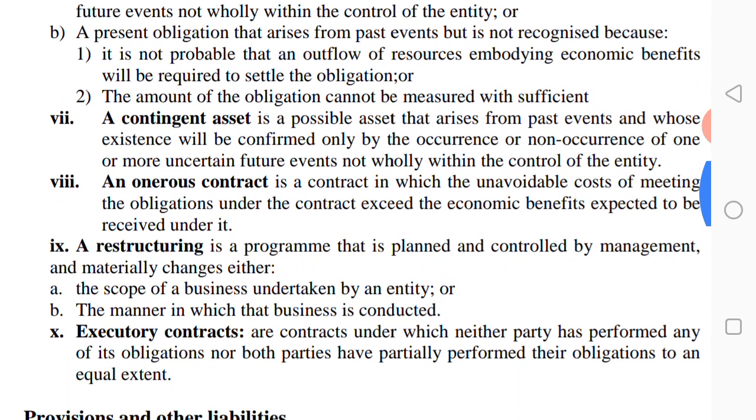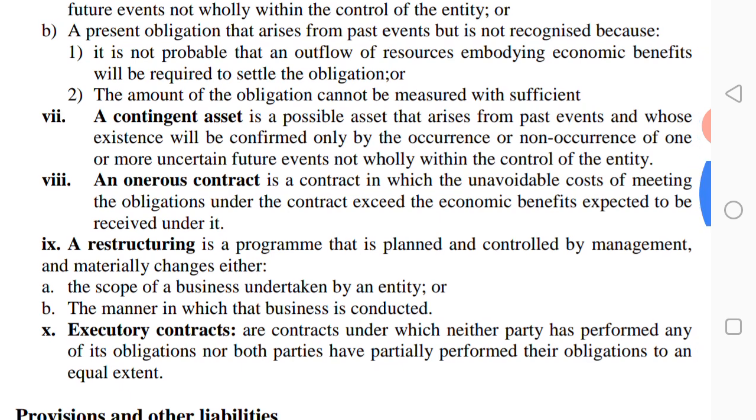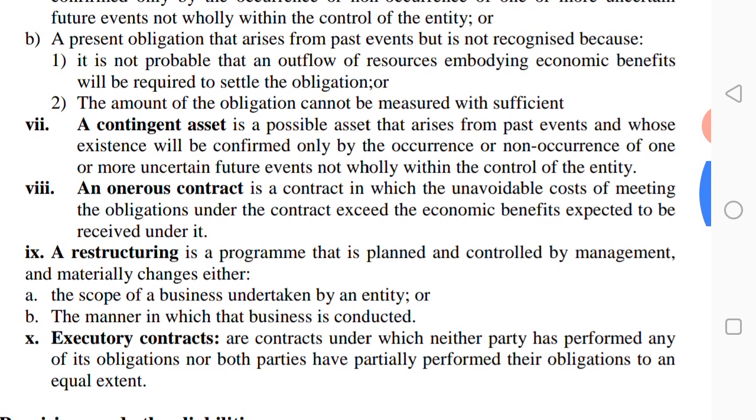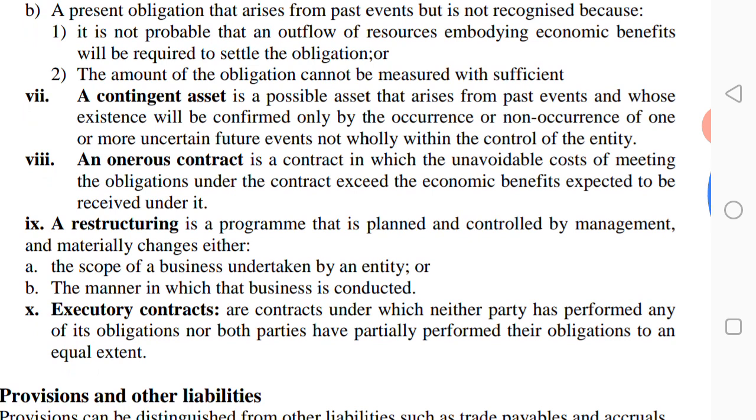Now, what's a contingent asset? A contingent asset is a possible asset that arises from past events and whose existence will be confirmed only by the occurrence or non-occurrence of one or more uncertain future events, not only within the control of the entity. That's a contingent asset. And what is an onerous contract?